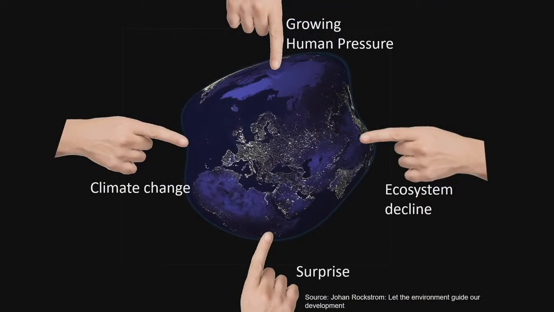What I am going to do is basically to look at what is happening today. We have a lot of human pressure in the world. We have climate change, as was mentioned before, and we have ecosystem decline. And this, together with the surprise of the shocks that we're going to face, brings a challenge. And the challenge is to have a balancing act.